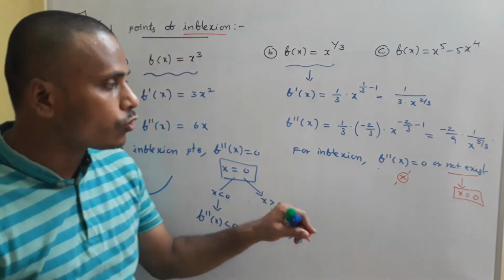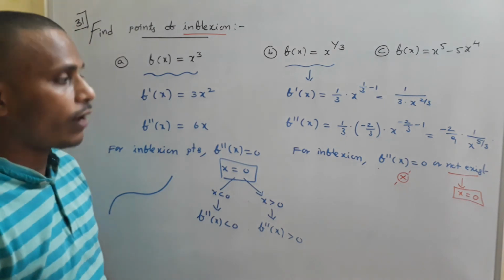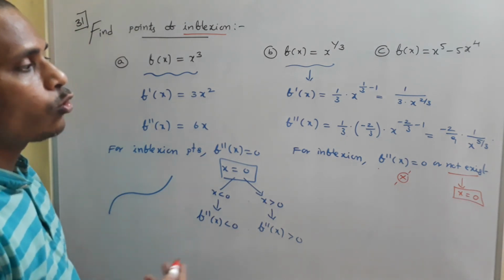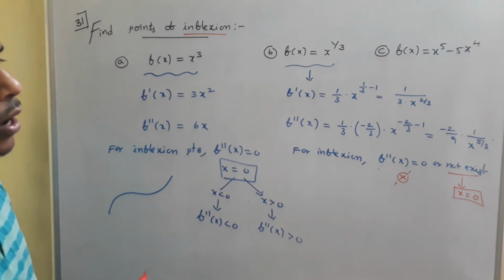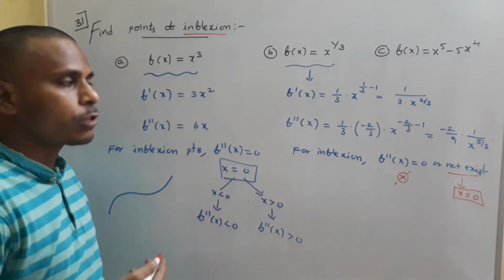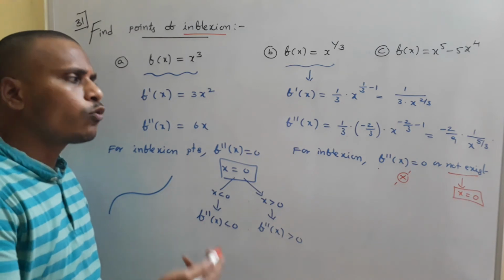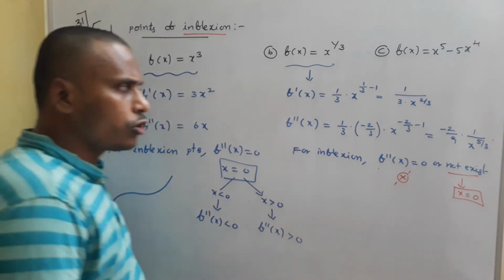So that x equals 0 may be the point of inflection, and we need to check in the neighborhood of that. Minus 2 by 9 into 1 by x power 5 by 3. x power 5 is an odd number. So if you take positive values of x, you will get a negative f double dash.